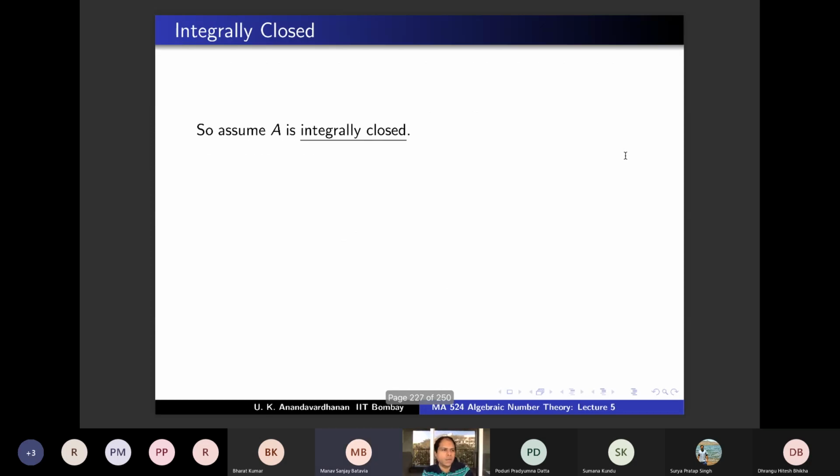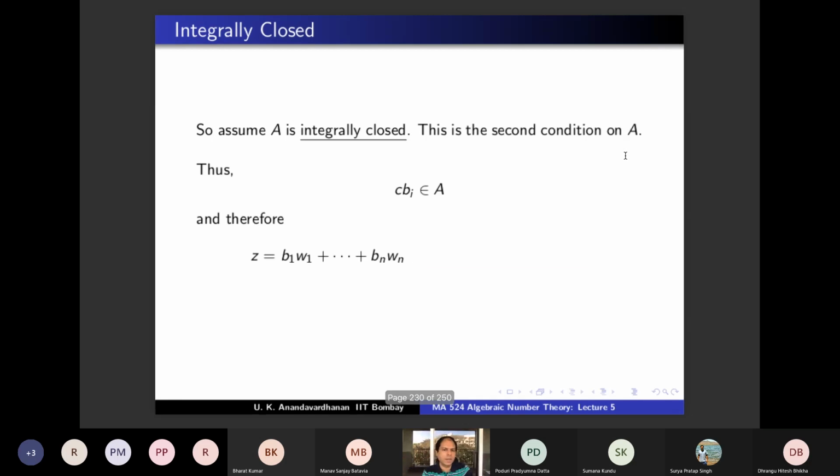So what is the result once again? If you have a Noetherian integrally closed ring contained in a field L, then its algebraic closure, not algebraic closure, integral closure in L is finitely generated as an A module. This is what we have done.